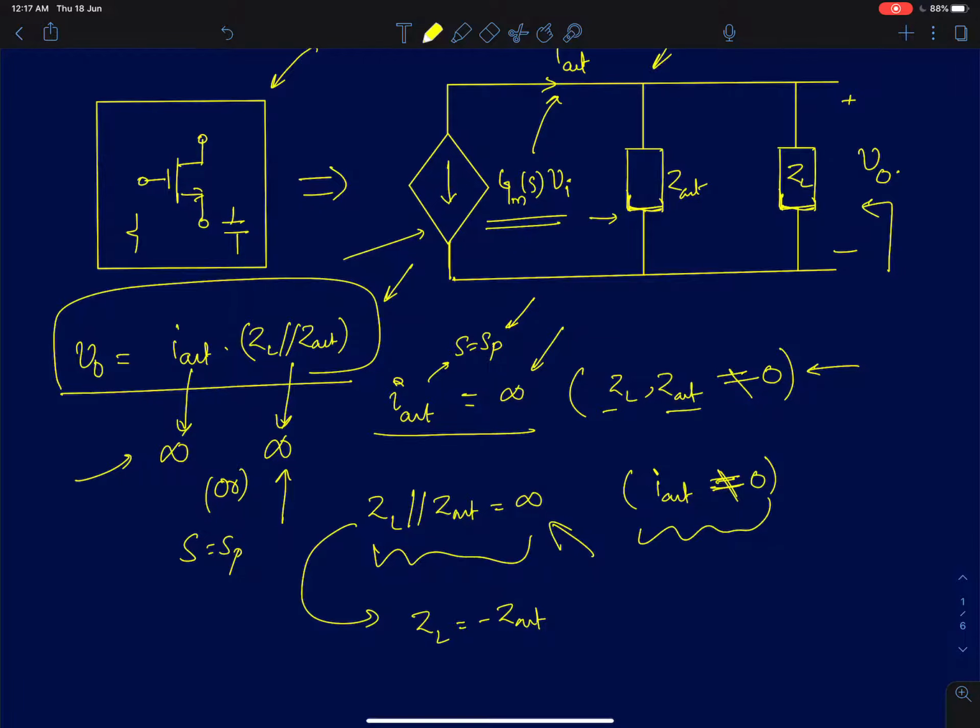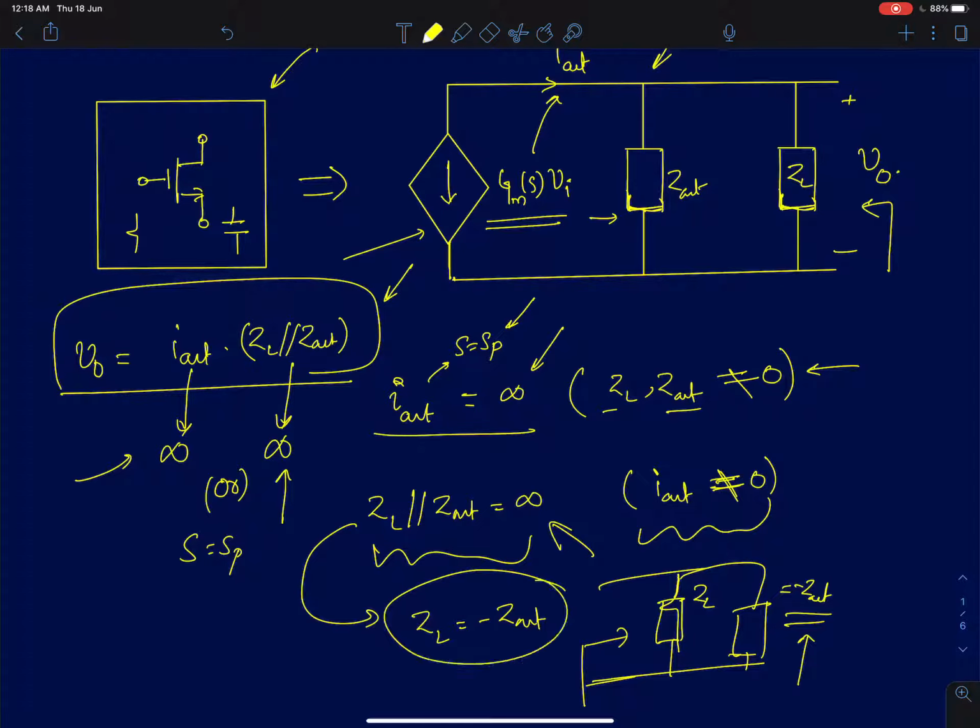So the second condition can be written. If your ZL in parallel with Z out, we are looking at a condition where the equivalent of these two is blowing up. That will happen if your ZL equals minus Z out. This is something we already discussed. Both these impedances will cancel out, if I can use that word, and it will look like an infinite impedance. So this is the condition that we'll have to apply. This can also be written as YL equals minus Y out. Whichever is easier, we can apply that. So these are the two conditions. We'll apply them now to find poles and zeros in some example MOS amplifier circuits.